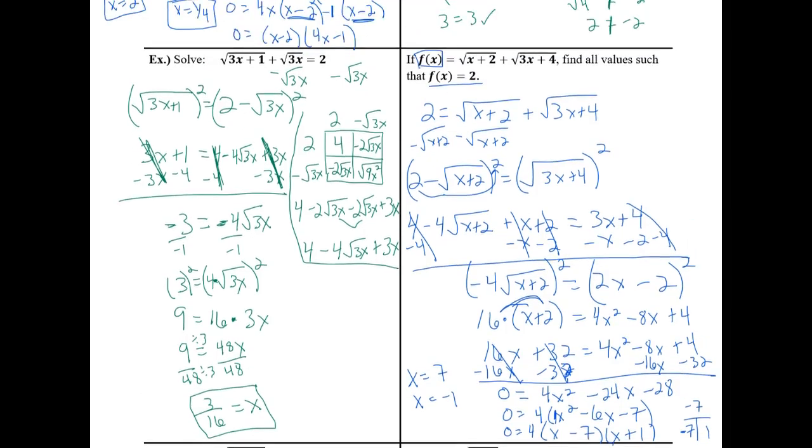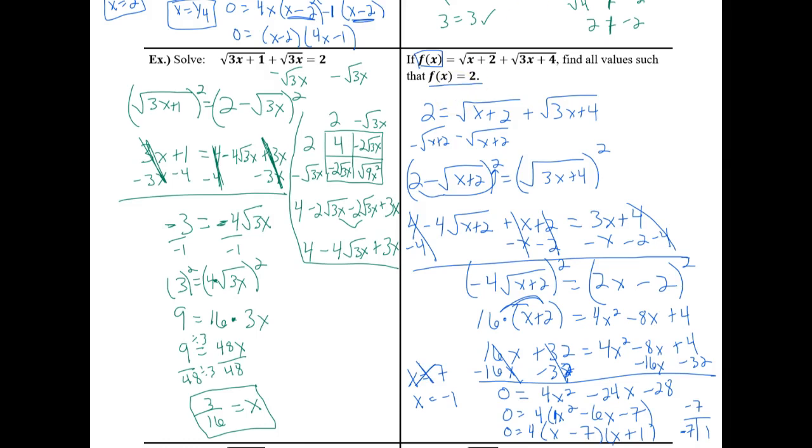Now let's check them. We have to make sure they work. Plug it in. Let's start with 7. So 7 plus 2 is 9. The square root of 9 is 3. So this first radical gives us 3. The second radical, I'm still plugging in 7. 3 times 7 is 21. And 21 plus 4 is 25. The square root of 25 is 5. So we said this first one was 3 plus 5. Will that give us f of x equals 2? Nope. That's actually not a solution here.